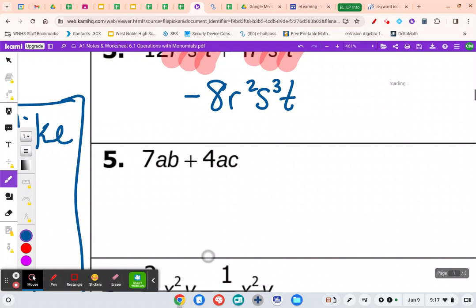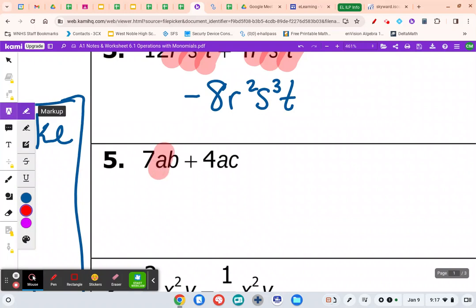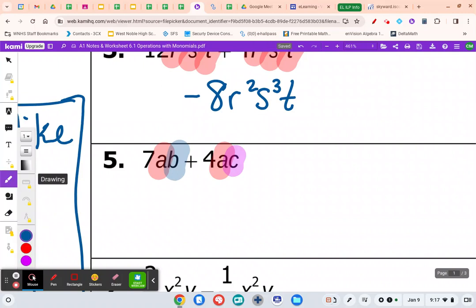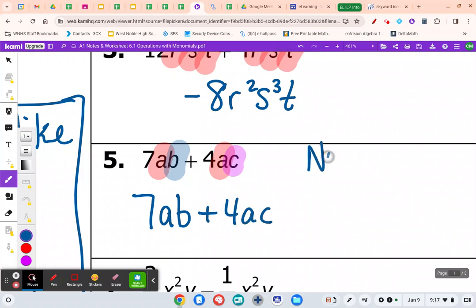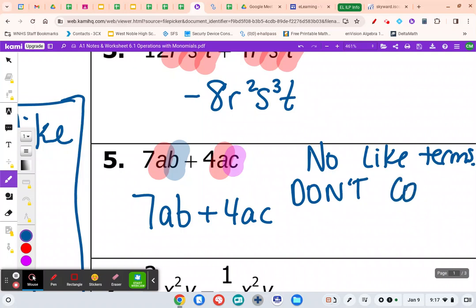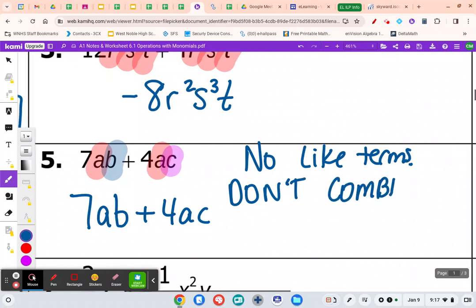Let's do 5. Check it out. Are these actually like terms? We have A, we have B, C. These are not alike, so we cannot combine. This is as simple as it gets. 7ab plus 4ac, that's it. Not like terms. Don't combine. Okay, so make sure you check in for that.